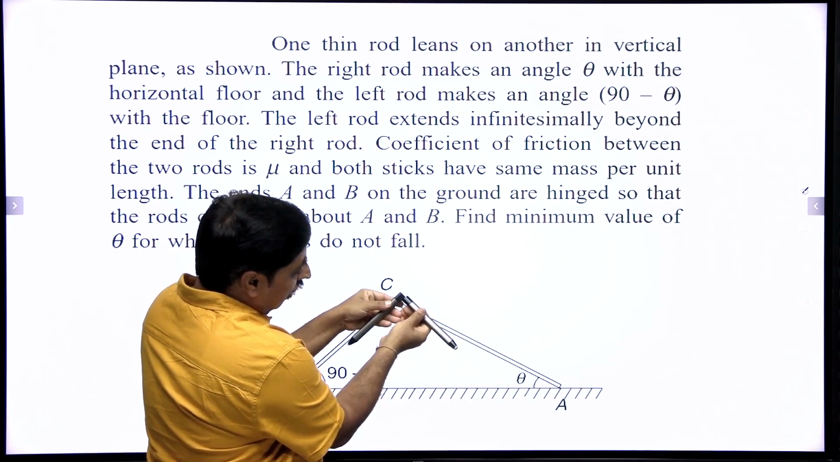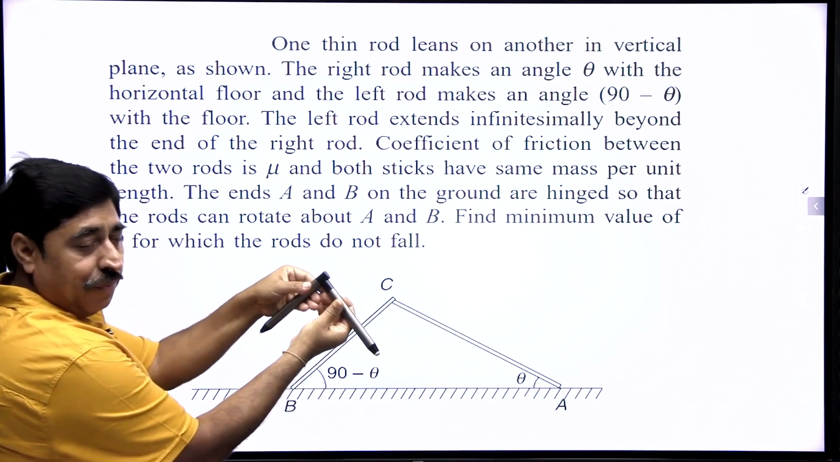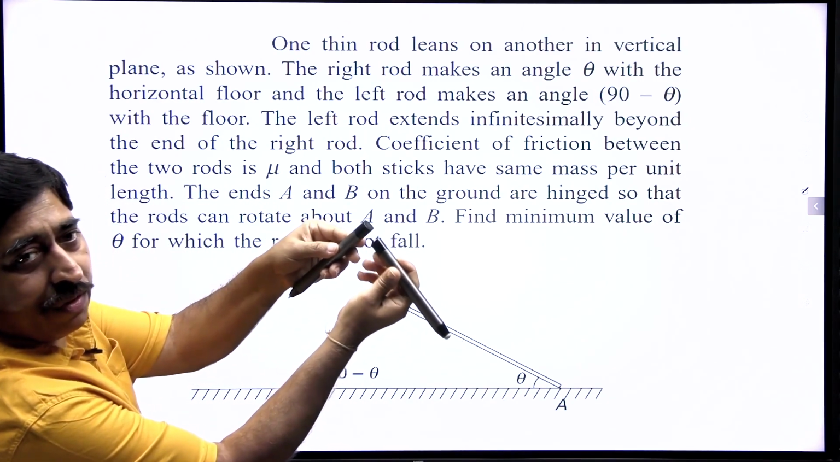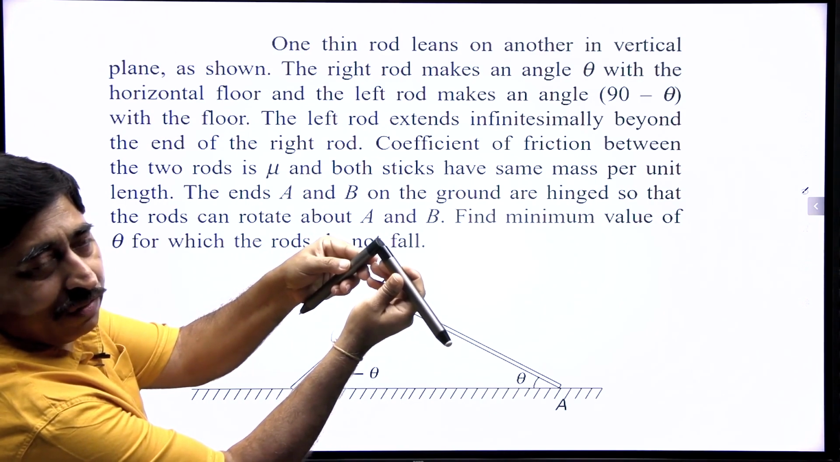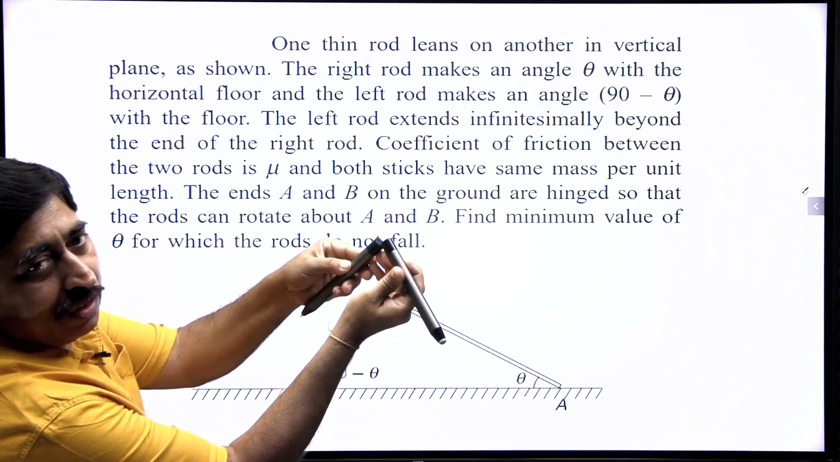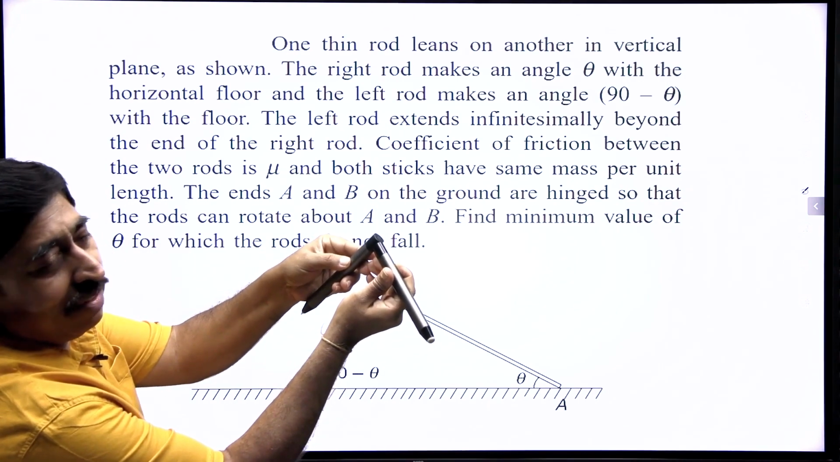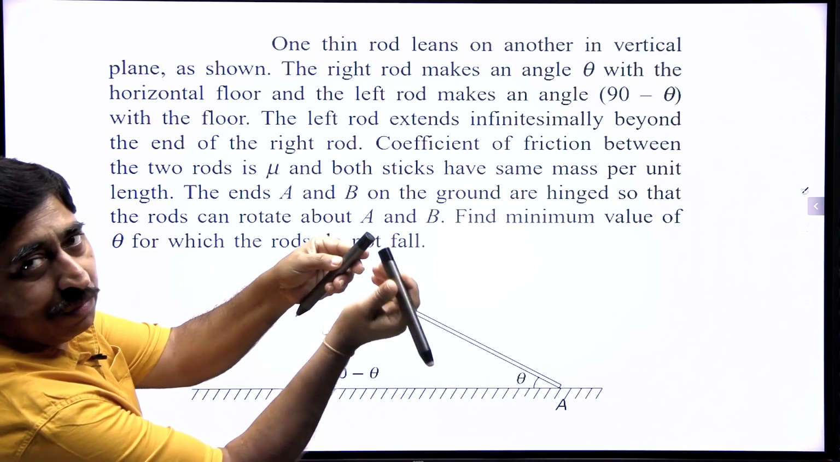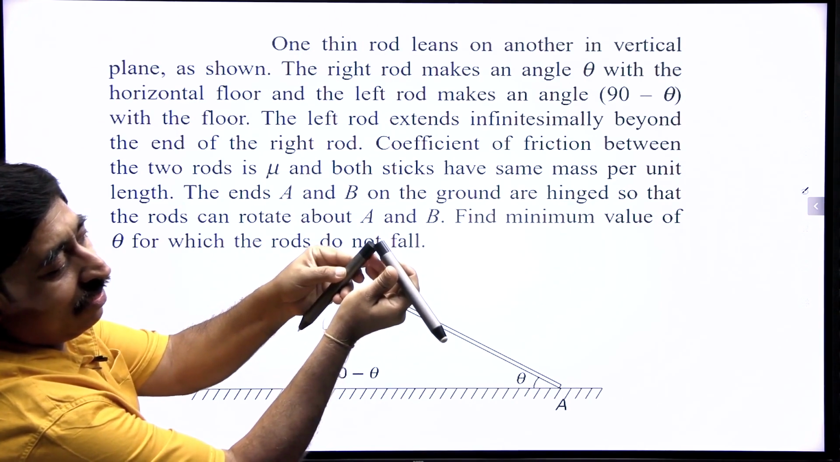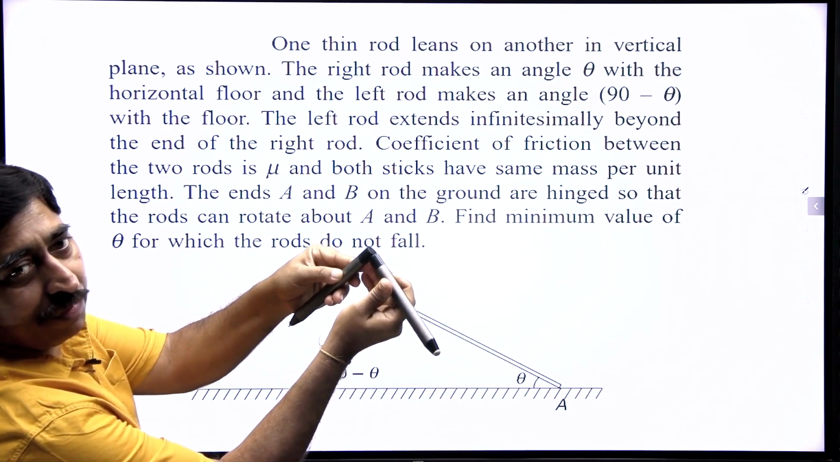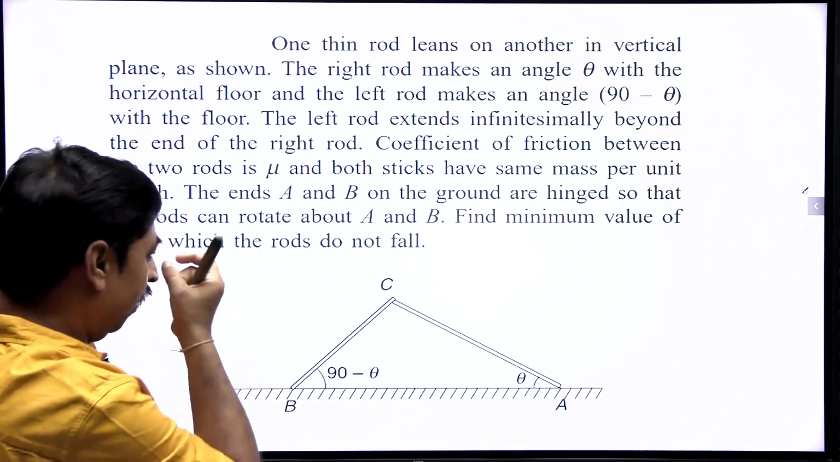That means the situation is like this. This rod is just kept on this rod like this. It is not like this. No. This rod is slightly extending beyond the end of this rod. So the situation is like this. I hope you are understanding. It is not like this. It is like this. ये rod इस पे टिका हुआ है ऐसे, right?